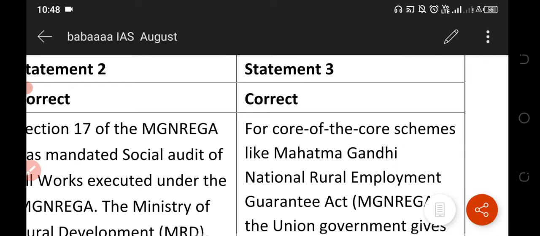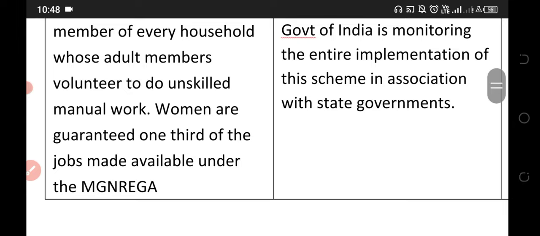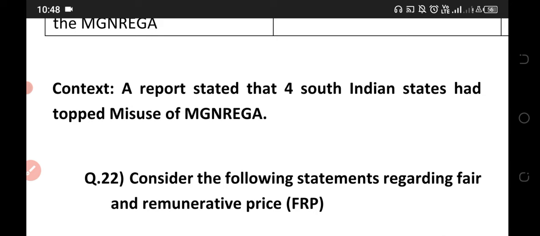For the core scheme like Mahatma Gandhi National Rural Employment Guarantee Act, MNREGA, the Union Government gives the majority of the funding to states. A report stated that a South Indian state had the top misuse of MNREGA.